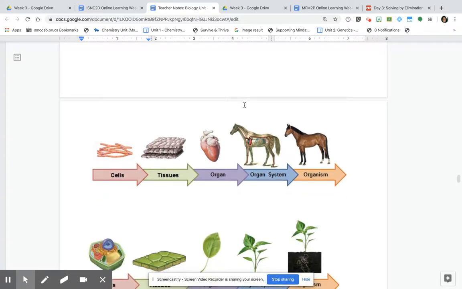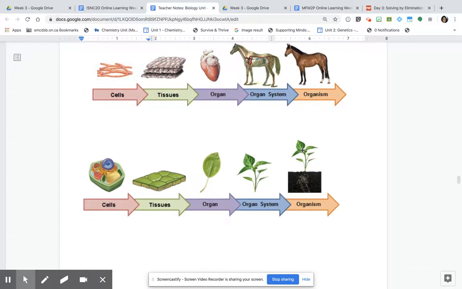So here's a little graphic representation. So we have cells. These cells are going to make tissues. These tissues make organs. These organs make an organ system. All of the organ systems working together make the organism.